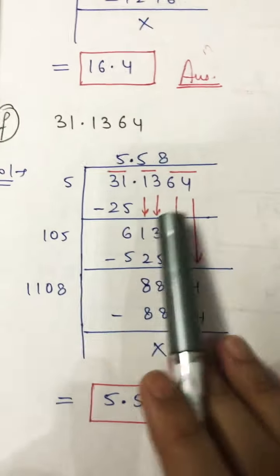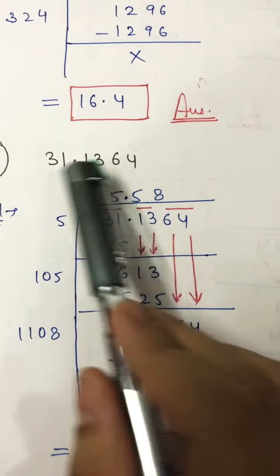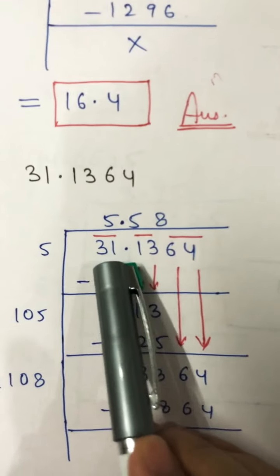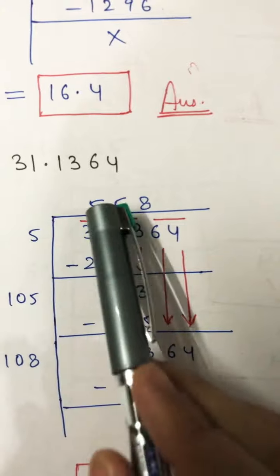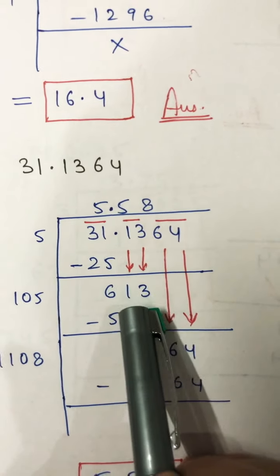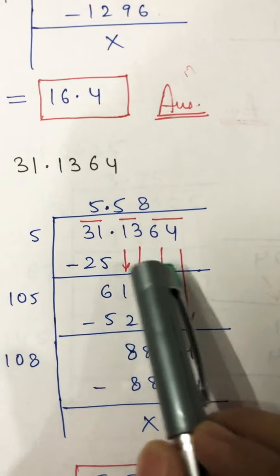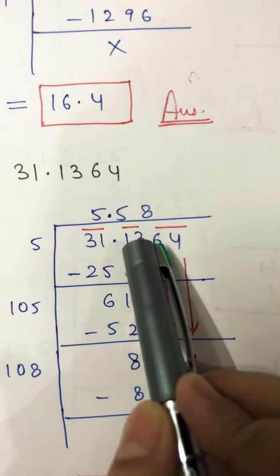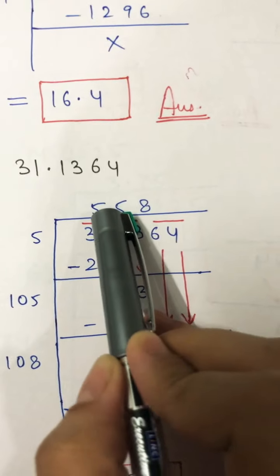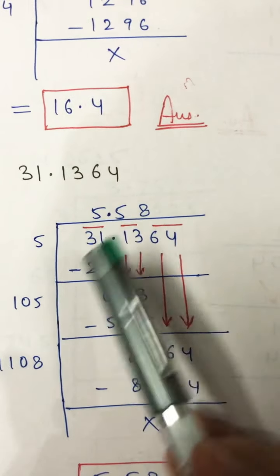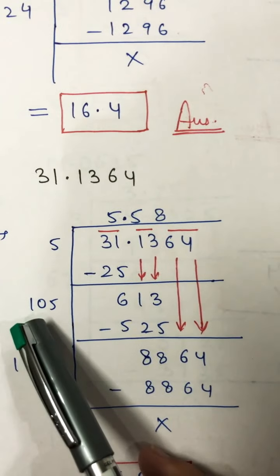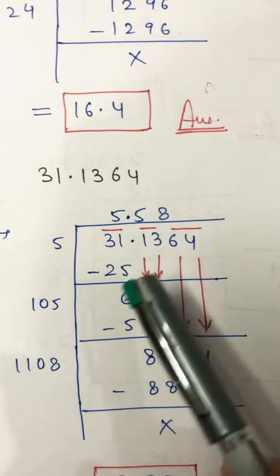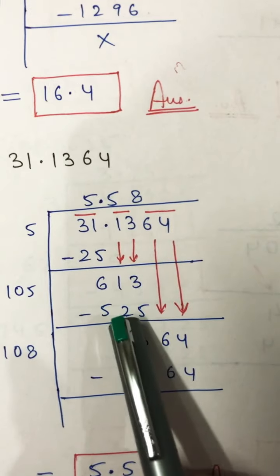Okay, now the next is F part. F part we have done in the class. This is the question. Start making pairs. First is 31. So it will go on 5. 5 5s are 25. Now take out the next two digits. 31 minus 25, 6. Next two digits are 13. Before the decimal, please place a decimal here. Now 5 plus 5, 10. So you have to write here 5, multiply 105 with 5, the answer will be 525.